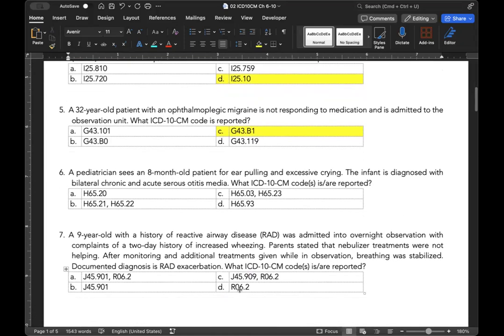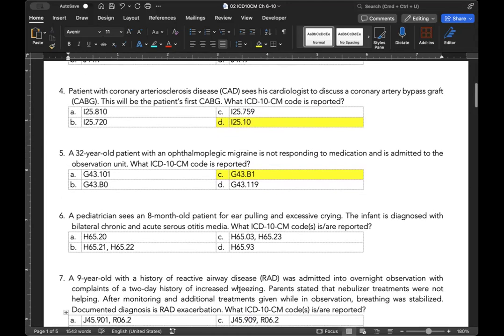Yeah, I have a question. Okay. I'm looking up, and I don't see the G43.B1. So I'm not understanding where the B comes from in the tabular. Yeah, in the tabular, I couldn't find it.